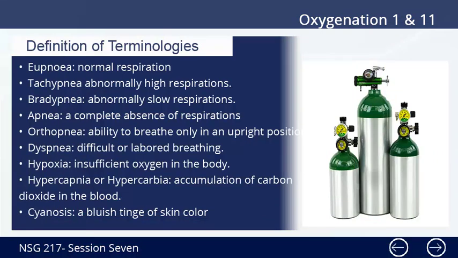Definition of terminologies: Eupnea, that is normal respiration. Tachypnea, that is abnormally high respiration. Bradypnea, abnormal slow respiration. Apnea, a complete absence of respiration. Orthopnea, ability to breathe only in an upright position. Dyspnea, difficulty or labored breathing.